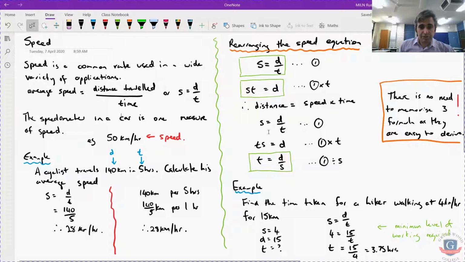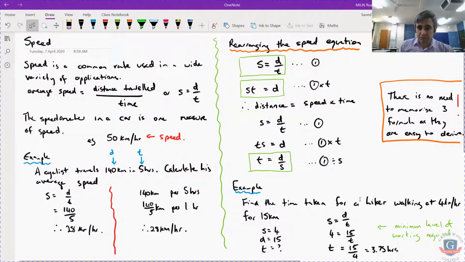Now, if I wanted the time and I was given the distance and the speed, I could multiply both sides by time, which would give me this, and then divide both sides by speed, which would give me this. And then if I have a distance and divide that by the speed, it'll give me how long it took.